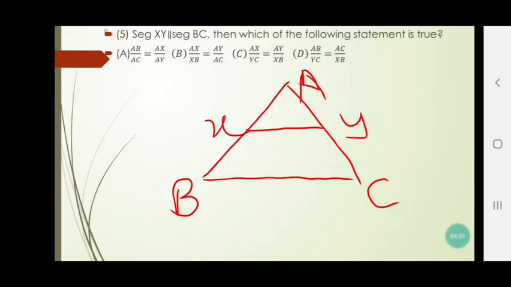Then we move on to the fifth problem of question number 1. Segment XY is parallel to BC. Which of the following statements is true? The true statement is option A, that is AB upon AC is equal to AX upon AY. This is the correct option.